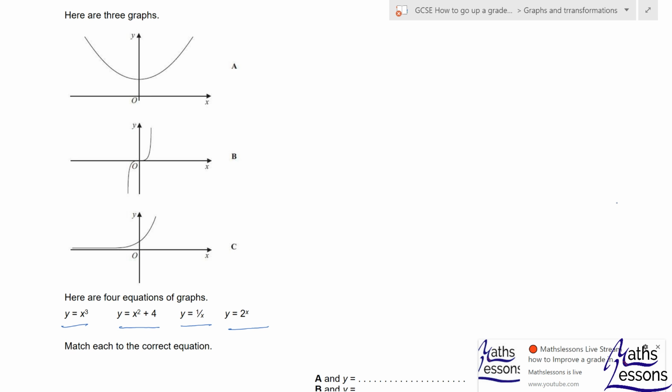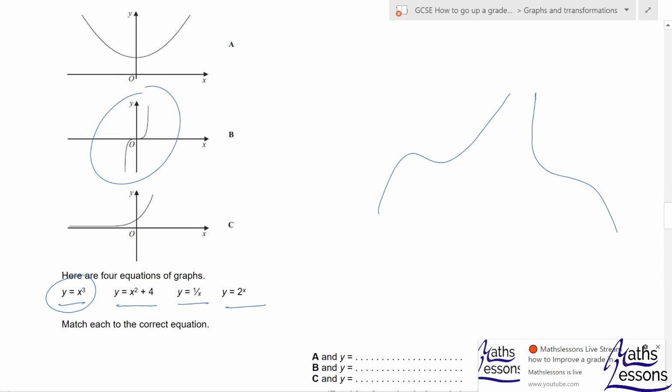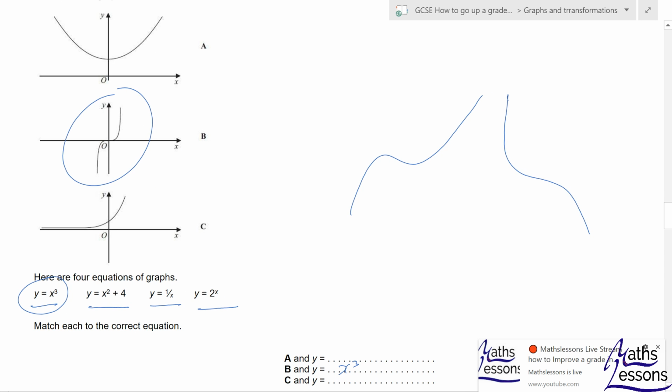Looks to be better. So we've got y equals x cubed, y equals x squared, y equals 1 over x, and y equals 2 to the x. So which one is not going to be the right one? So x cubed, remember cubics either go like this or like this. This one looks like a cubic, and we haven't got any other cubics, so that is b. So b is going to be y equals x cubed.